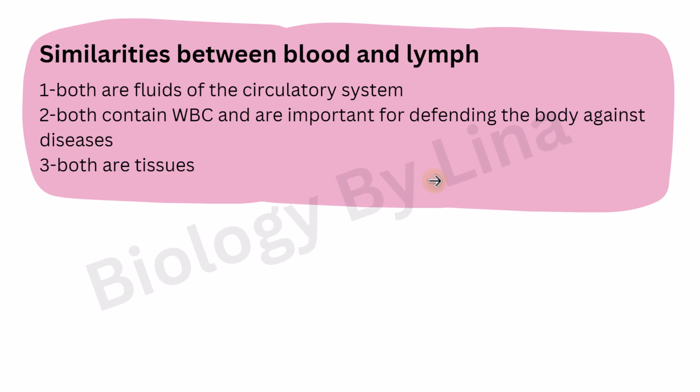What are the main similarities between blood and lymph? First, both of them, as we said, are fluids of the circulatory system. Second, both of them contain white blood cells, and because they contain white blood cells, they are important for defending the body against diseases. And third, both of them are tissues.